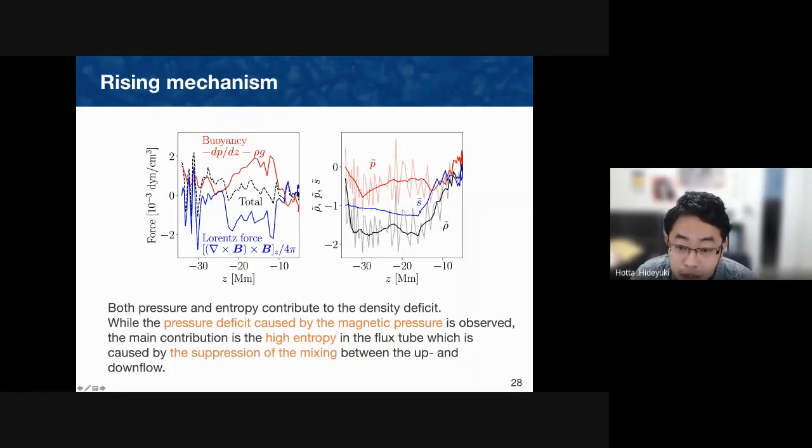Okay. And it is clear that the S tilde is much larger than P tilde. Of course, there is some contribution to the P tilde. So this means that the main contribution for the small density is from the entropy. Okay. So this means that the suppression of the mixing is an important contribution to the rising of the flux tube. So this is a different idea from the maybe the previous study. So typically, so many people think that the magnetic pressure is very important for the rising of the flux tube. But with the convection, so this is different.